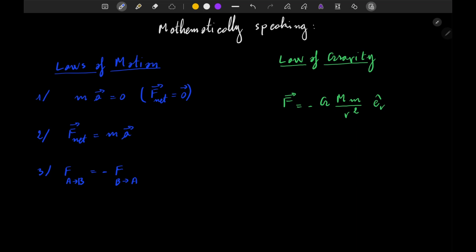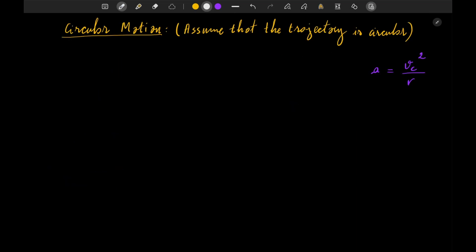Mathematically speaking, the first law of motion is just mass times acceleration equals 0. The second, the net force equals mass times acceleration. Third, the force exerted by an object A on an object B equals minus the force exerted by the object B on the object A. The law of gravity states that the force of gravity equals minus G times M m over r squared times the unit vector e_r. Enough theory already.